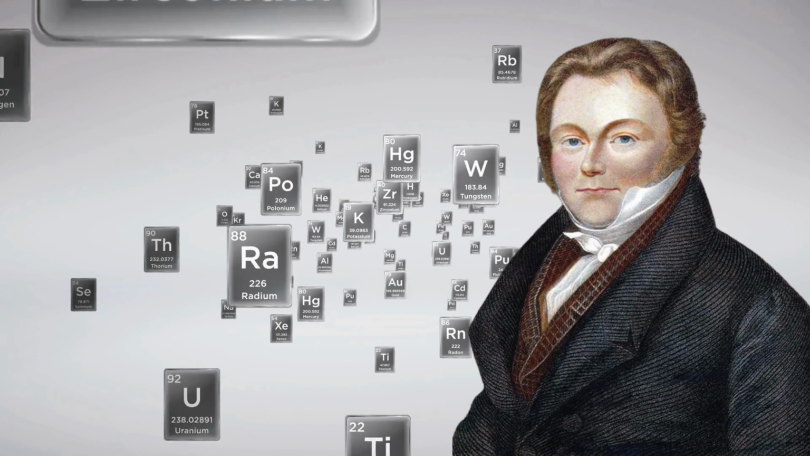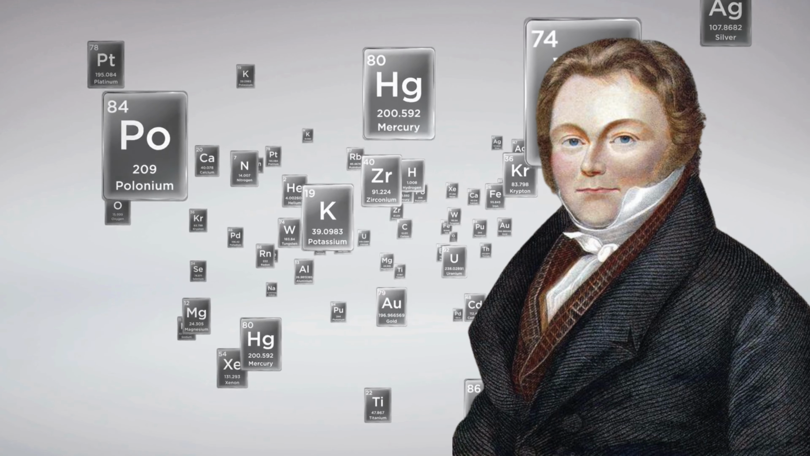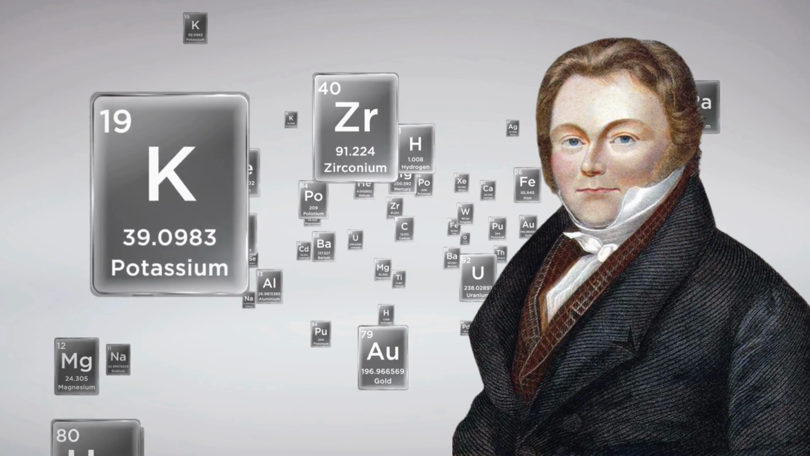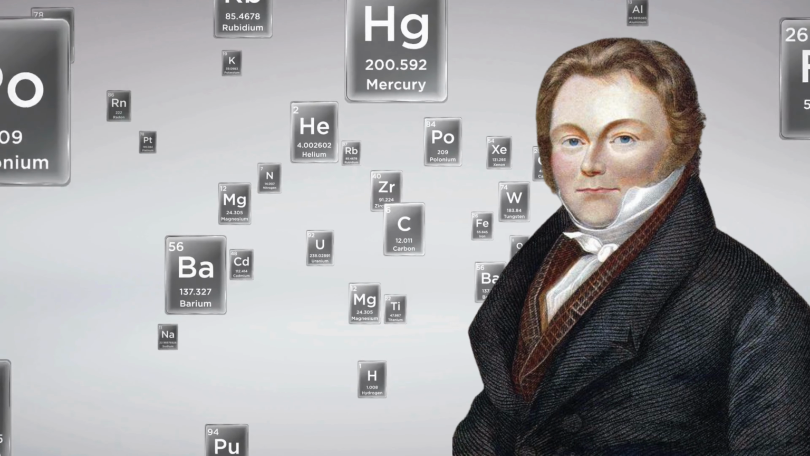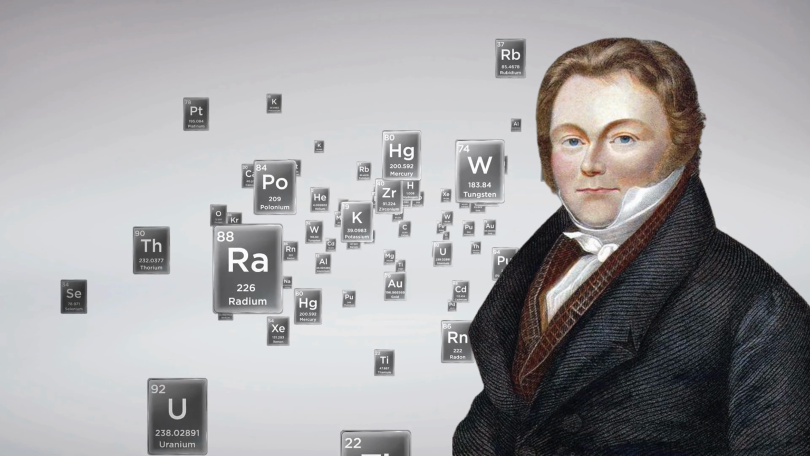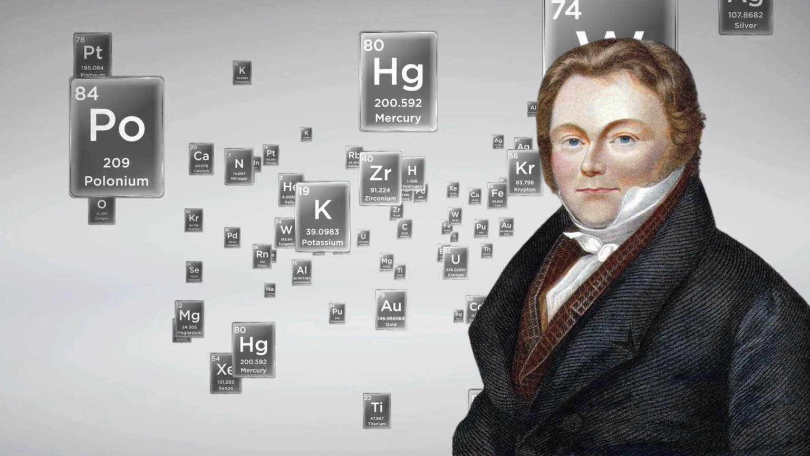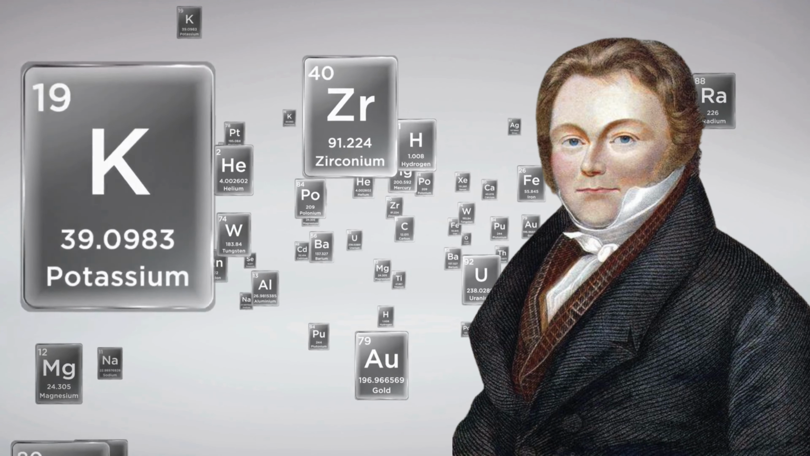Jöns Jakob Berzelius studied 2,000 compounds to investigate these proportions. He invented the naming system we use today: H for hydrogen, C for carbon, and so on, and compiled a list of atomic weights for all 40 elements that were then known. He also coined the term organic chemistry for the chemistry of living organisms. The term later came to mean most chemistry involving carbon.